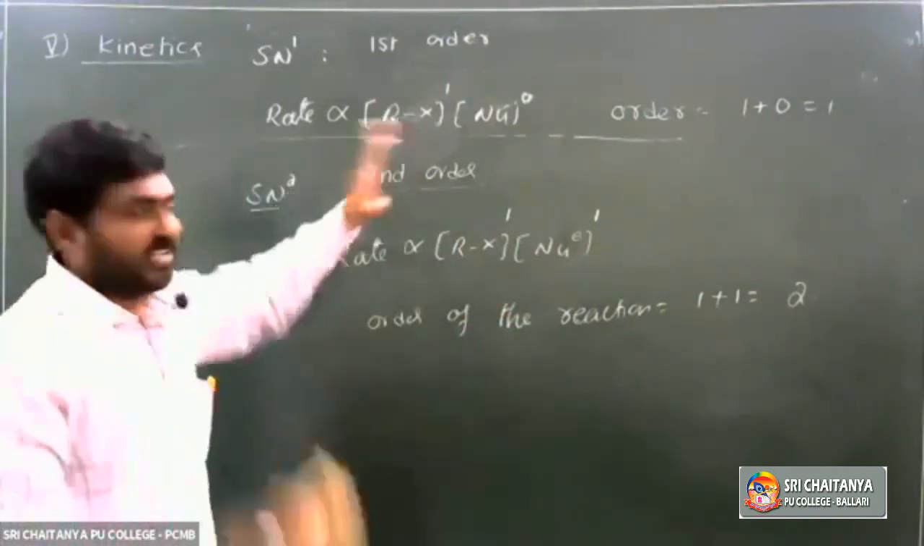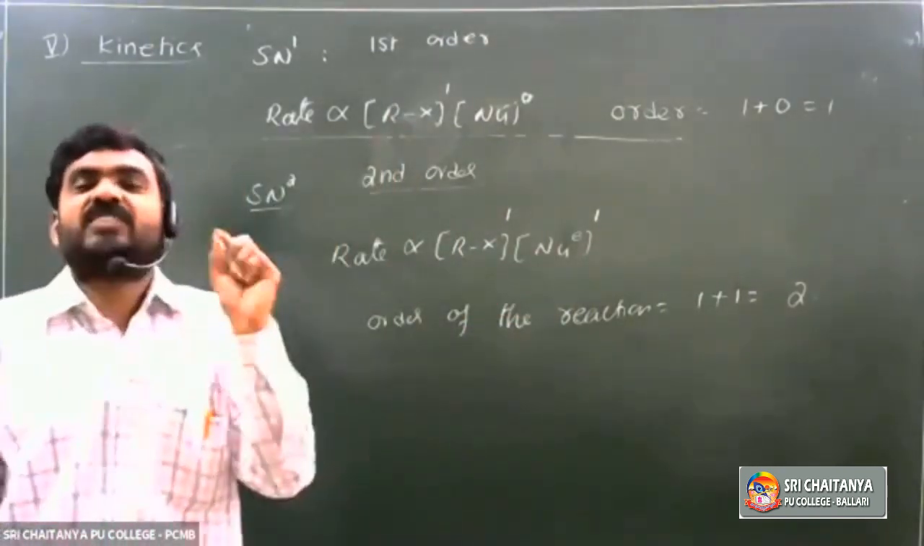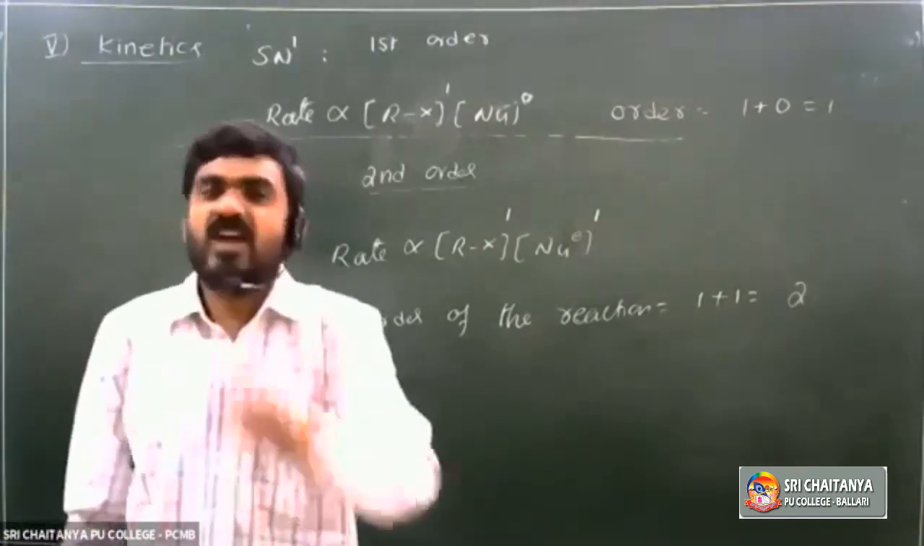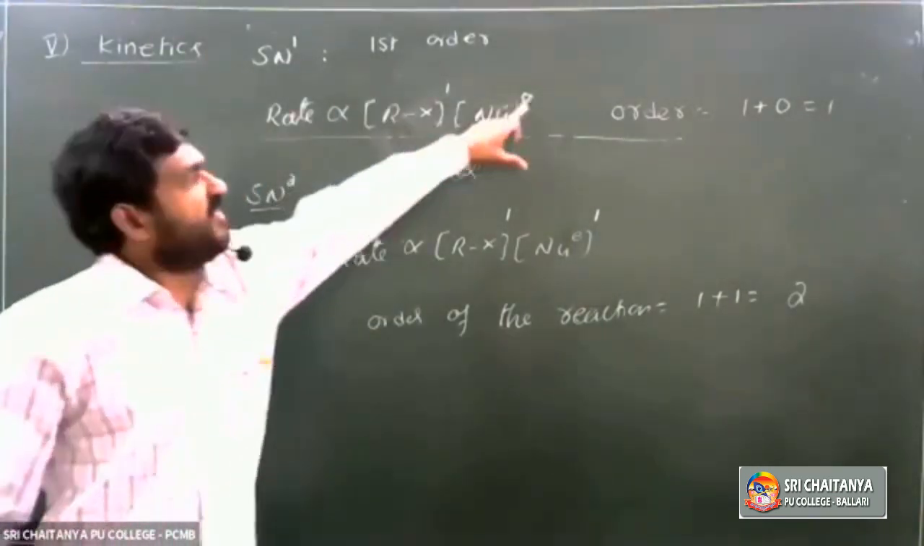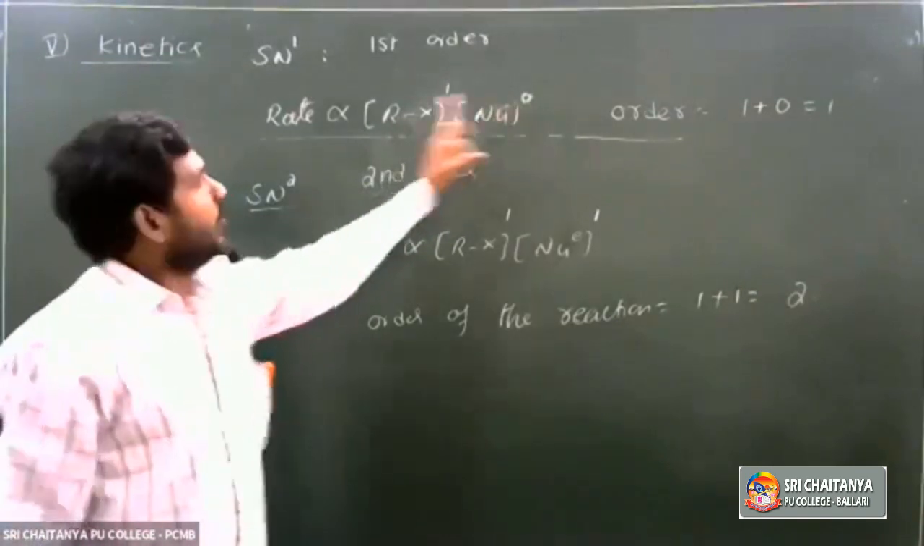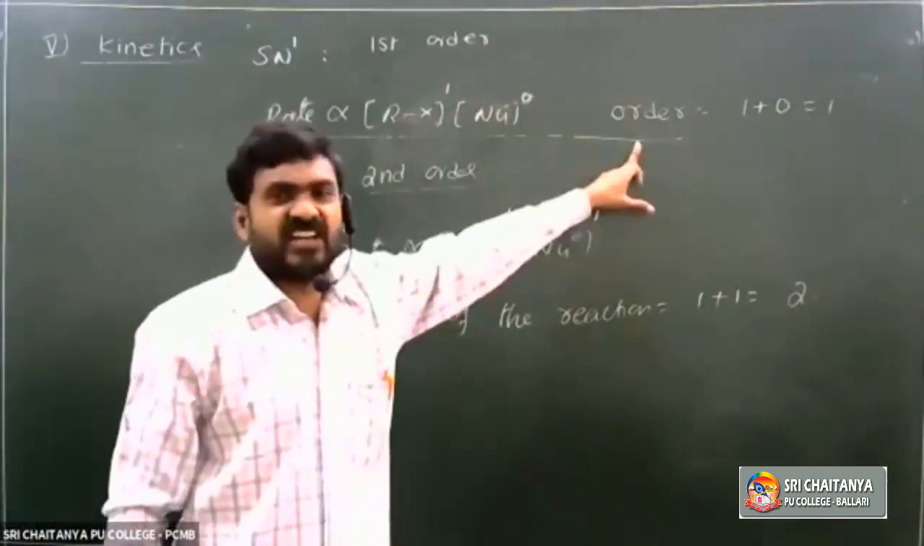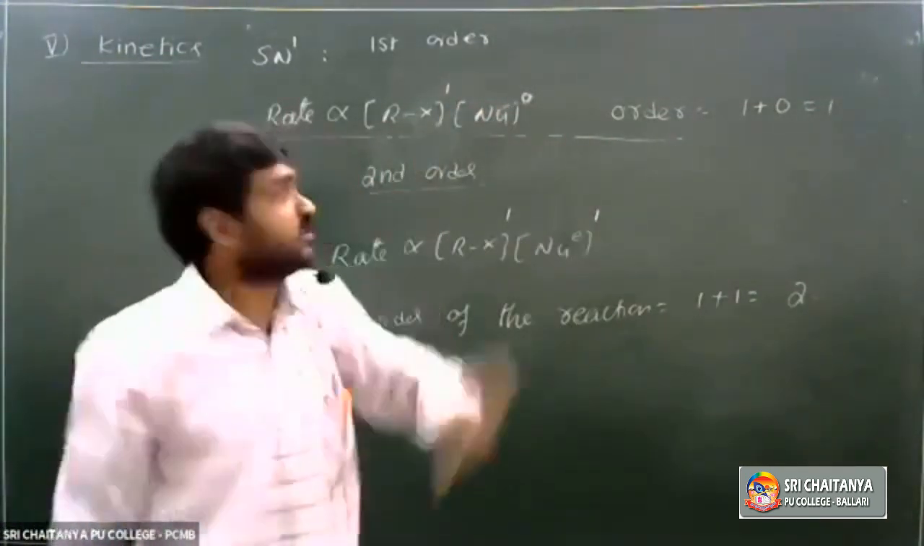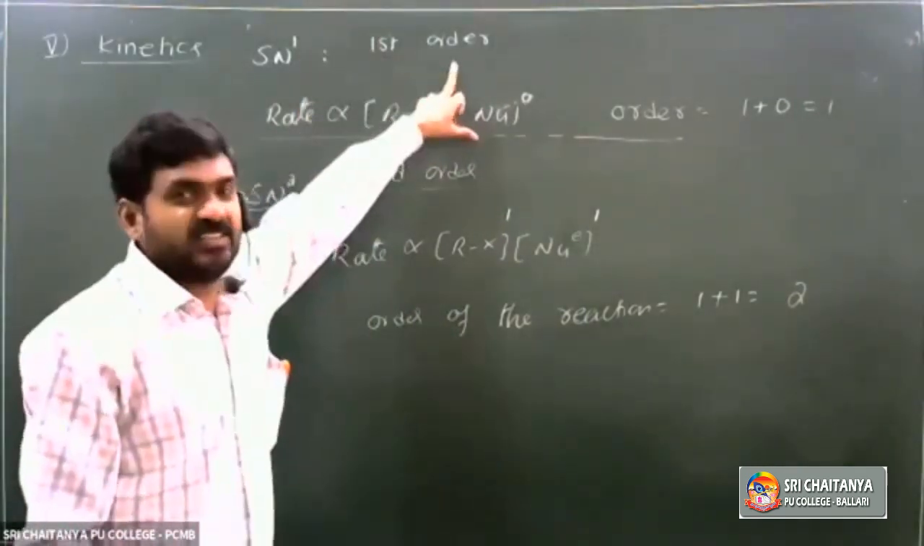Here, order with respect to the first order reaction. Order with respect to alkyl halide is 1. Order with respect to nucleophile is 0. What is the overall order of the reaction? 1 plus 0, that is 1. So SN1 is the first order kinetics.